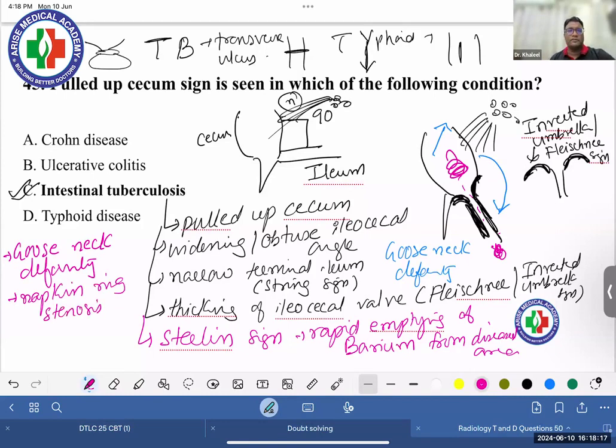All of these are features of ileocecal TB. Once again, typhoid will have longitudinal ulcers, whereas TB will have transverse ulcers in the GI tract. In case of TB, because of the transverse ulcers getting into fibrosis or stricture, you get this napkin ring stenosis. All of these are important findings that you see with ileocecal TB. Are you clear with this?